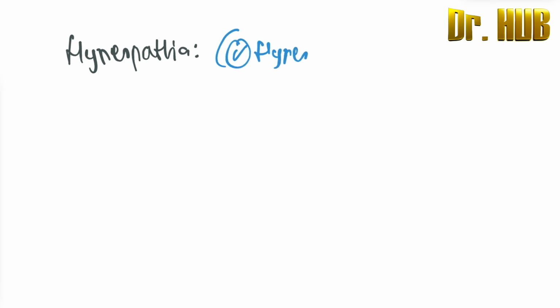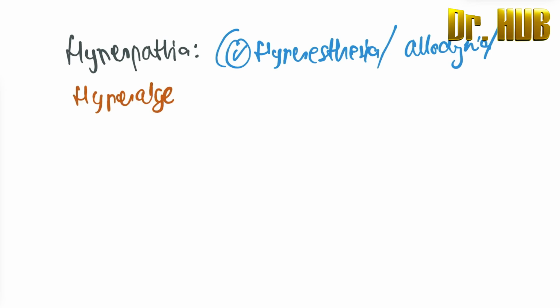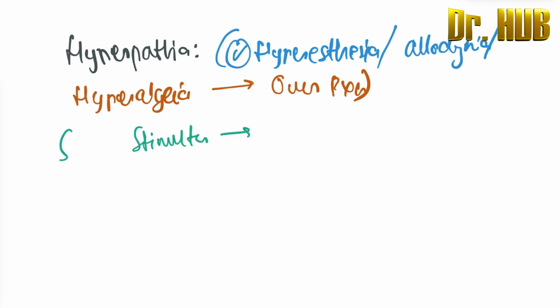Next, we look at hyperpathia. Hyperpathia is the presence of hyperesthesia, allodynia, or hyperalgesia, and is usually associated with overreaction and persistence of sensation after the stimulus.